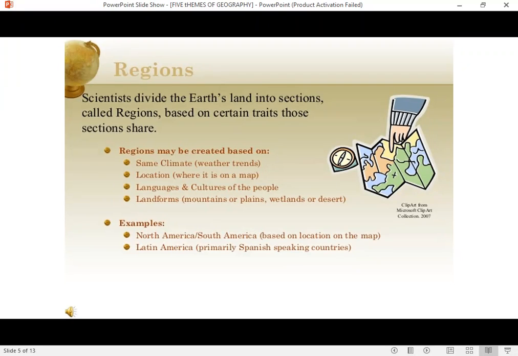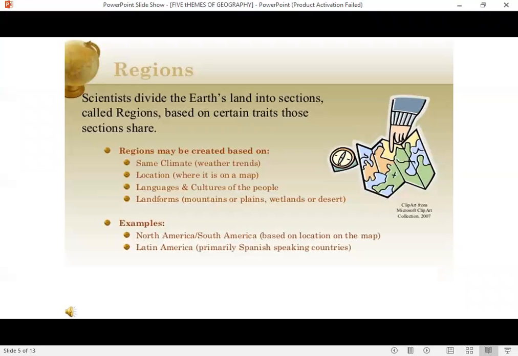We can divide regions according to their location. Continents: Africa, Asia, North America, South America. So we can divide regions according to their location. Where is it on the map? Is it in the northern hemisphere, southern hemisphere, eastern hemisphere, western hemisphere? Clear?